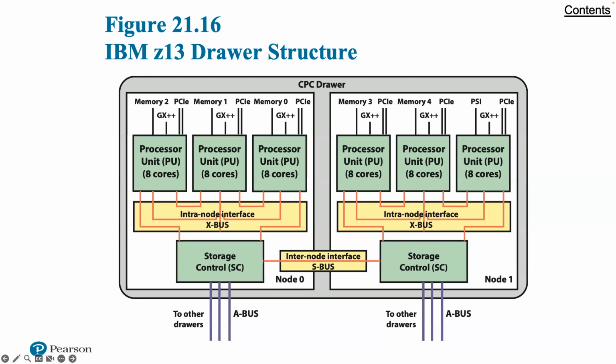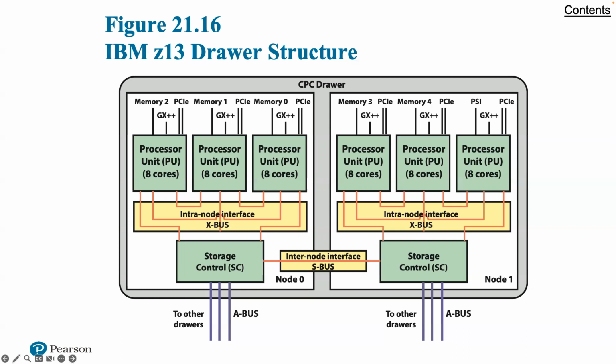This is what we're showing now, the processor unit, the PU. There are 3 PU chips, each containing 8 gigahertz processor cores plus 3 levels of cache. The PUs have external connections to main memory via memory control units and to I/O via host channel adapters. Thus, each node includes 24 cores.